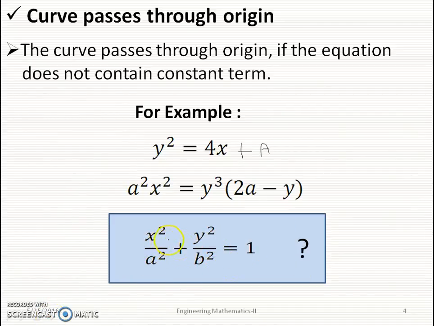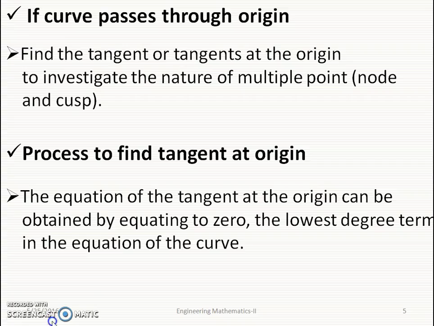Put x is equal to 0 and y is equal to 0. So on this side 0 is there, 0 is equal to 1, that is not possible. Therefore our conclusion is that this curve does not pass through origin. And we know that this is the equation of the ellipse, having a and b as minor and major axis.